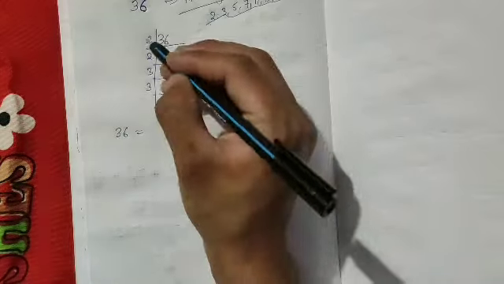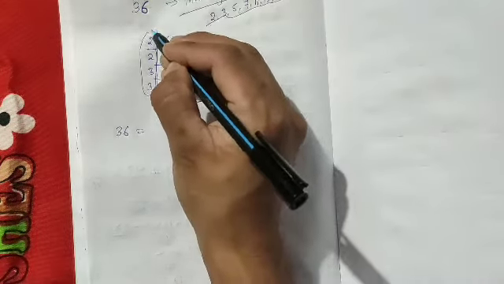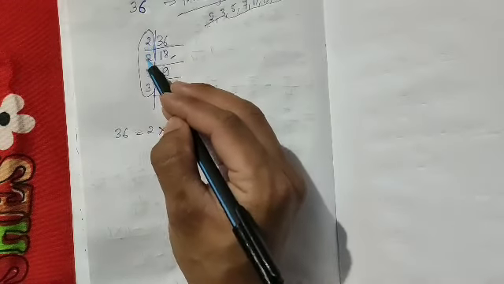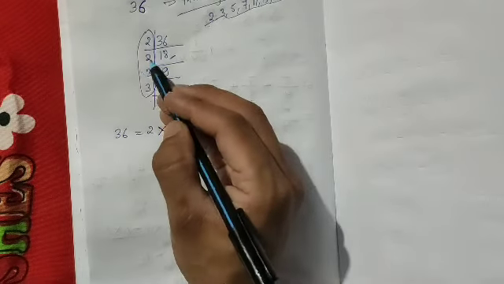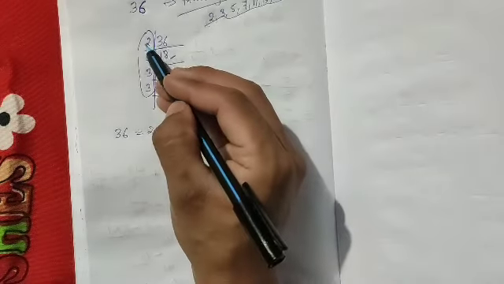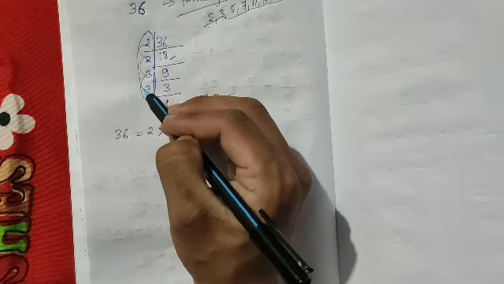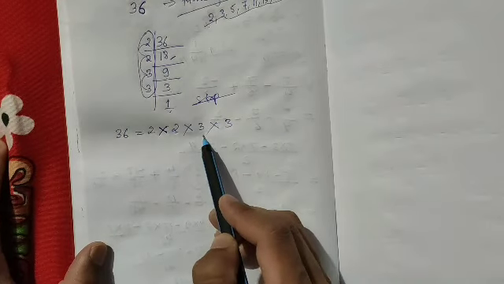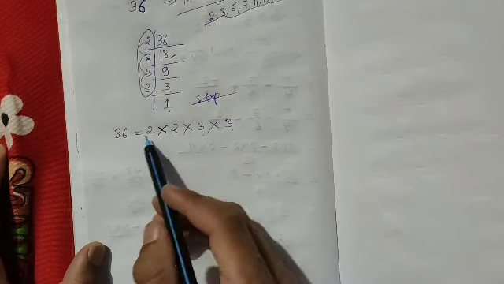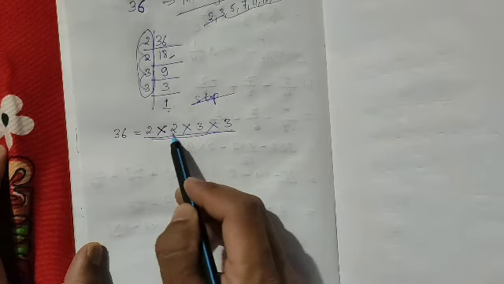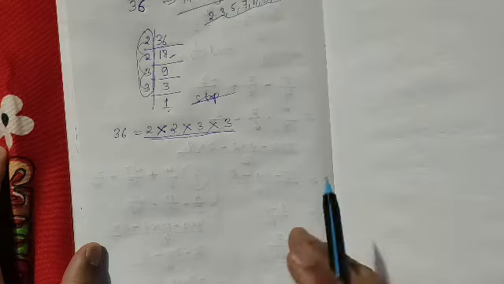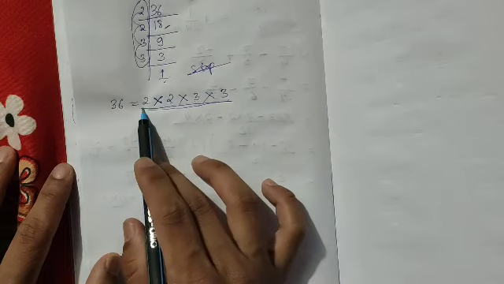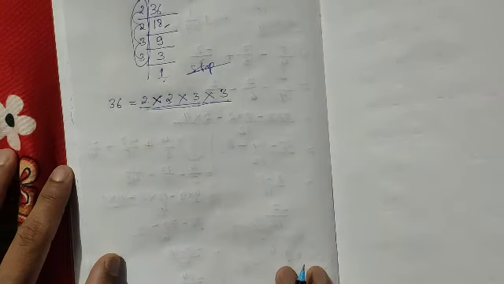36 equals 2 into 2 into 3 into 3. You can check also, because 2 twos are 4, 4 threes are 12, 12 threes are 36. So the prime factorization of 36 is 2 into 2 into 3 into 3. As the name is prime factorization, there cannot be any composite number here. See, all the numbers are prime. 2 is prime, 2 is prime, 3 is prime, 3 is prime, isn't it?